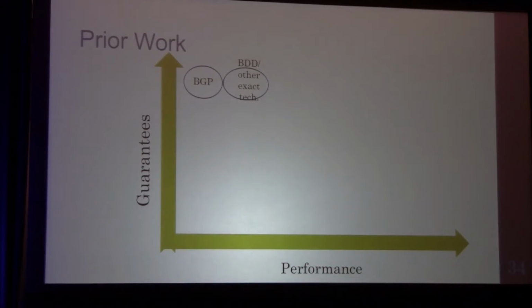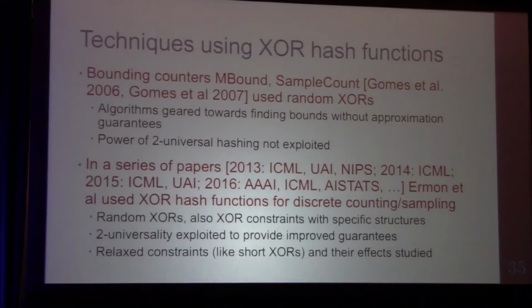So just to put things in perspective, this is the scale for how strong the guarantees of existing methods are and what their performance is. Then we have the Valiant-Goldberg-Jerrum and other exact techniques which give very strong guarantees, very weak on performance. Markov chain Monte Carlo, strong on performance. I could also take SAT solvers and try to randomly bias them. They're good in performance, but their guarantees are very poor. So we would like to fill this gap in between, and that is where XOR, 2-universal hash functions come in.